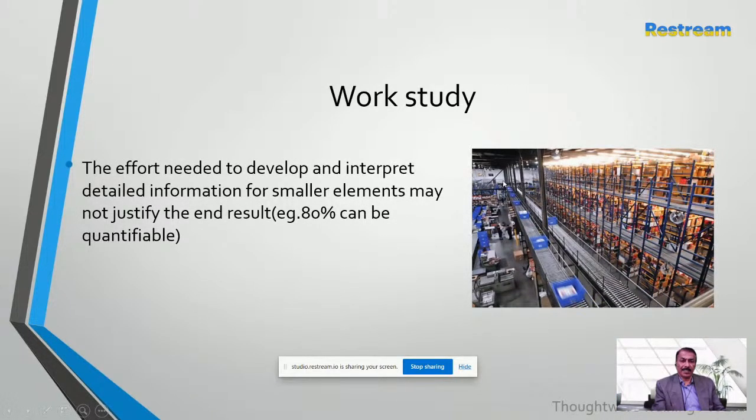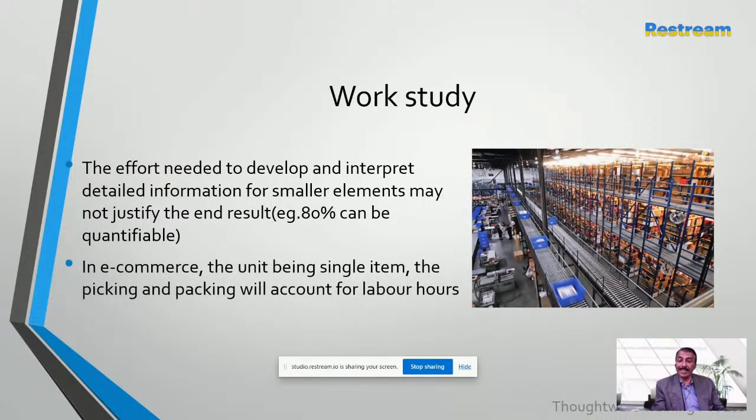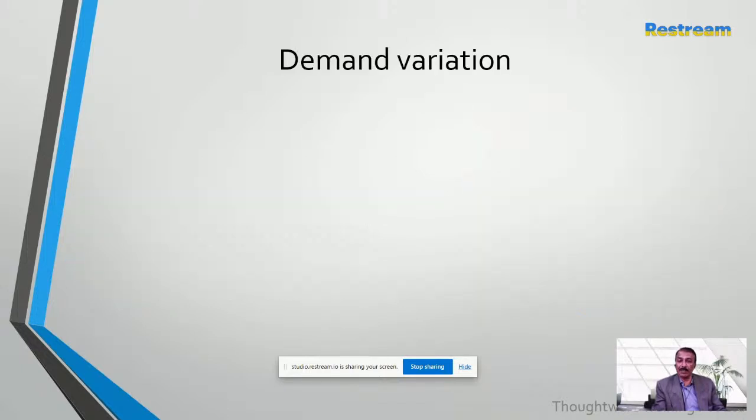So, in terms of work study, the effort needed to develop and interpret detailed information for smaller elements may not justify the end result. Example, 80% can be quantifiable. As you know, in the warehouse, there can be many non-value-added activities, but you may not be in a position to totally eliminate such activity. So this has to be kept in mind, especially in e-commerce. The unit being a single item, the picking and packing will account for a large amount of labor hours.